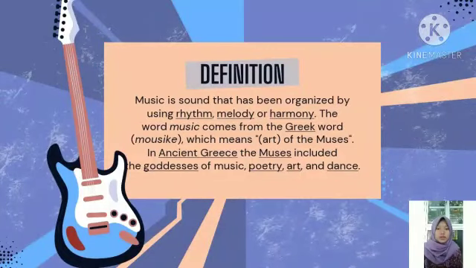And here I want to explain my vocabulary about music. Well, the first material is about the definition of music. Music is a form of art that uses sound organized in time. Music is also a form of entertainment that puts sound together in a way that people like, find interesting, or dance to. Music is sound that has been organized by using rhythm, melody, or harmony. The word music comes from the Greek word mousike, which means the art of the muses. In ancient Greece, the muses included the goddesses of music, poetry, art, and dance.